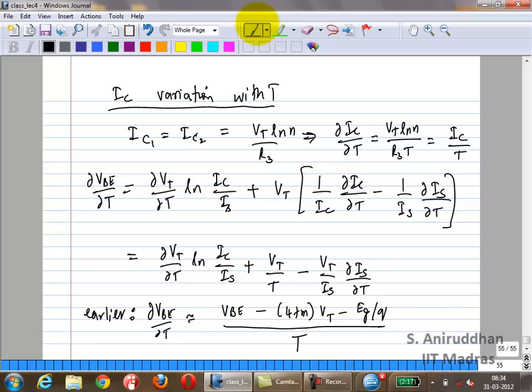Now if I include dou IC by dou T, which happens to be IC over T, that times VT over IC happens to be VT over T. What is it? Exactly. So it now becomes 3 plus m instead of 4 plus m. Everybody sees that? This is the extra term you have, VT over T. And it has a positive coefficient. Here you had minus 4 plus m VT over T. Now it becomes minus 3 plus m VT over T. Okay.